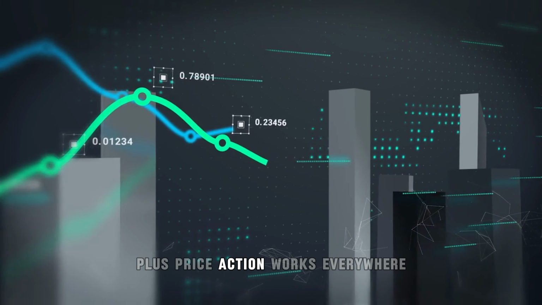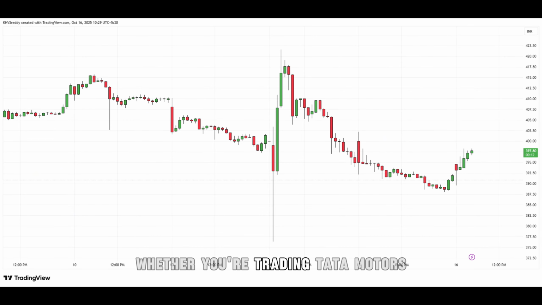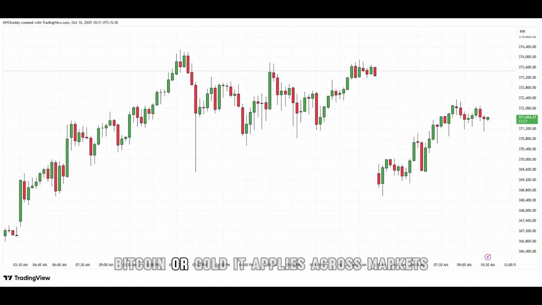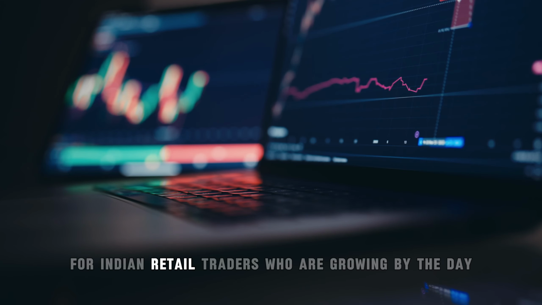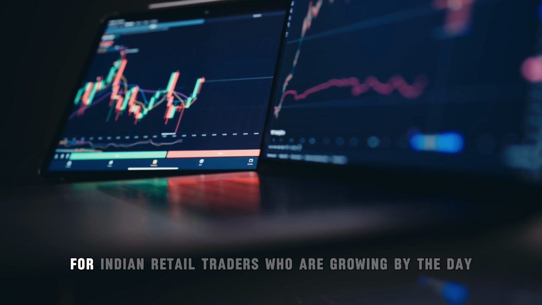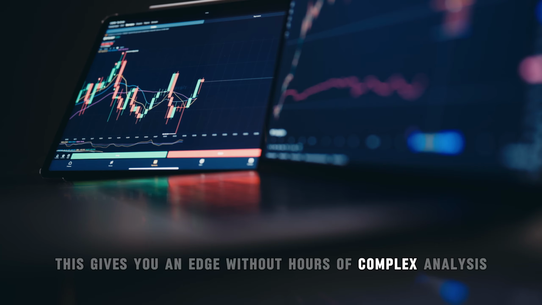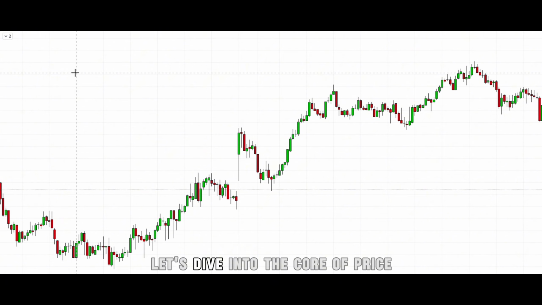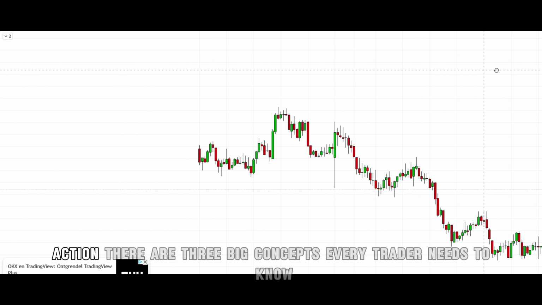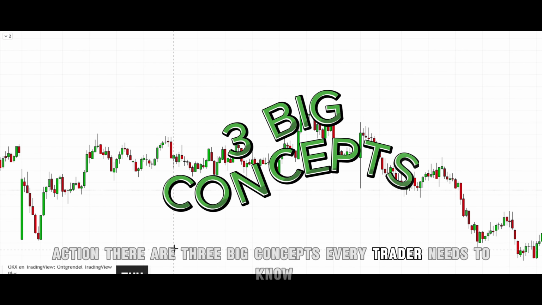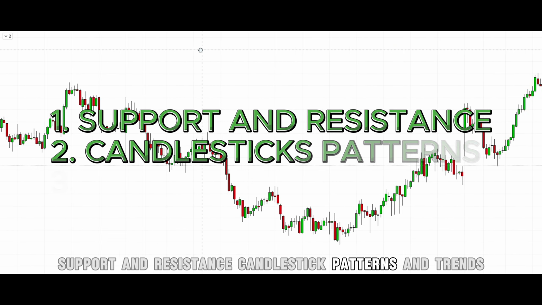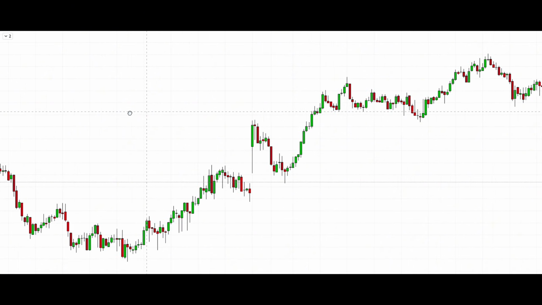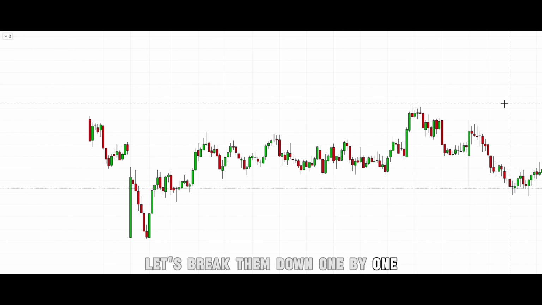Plus, price action works everywhere. Whether you're trading Tata Motors, Bitcoin, or gold, it applies across markets. For Indian retail traders who are growing by the day, this gives you an edge without hours of complex analysis. Let's dive into the core of price action. There are three big concepts every trader needs to know: support and resistance, candlestick patterns, and trends. Let's break them down one by one.